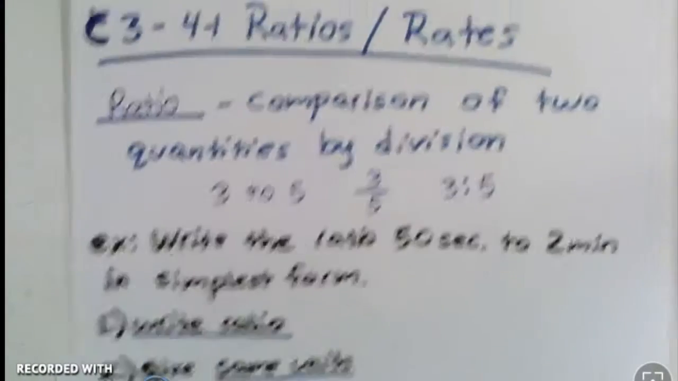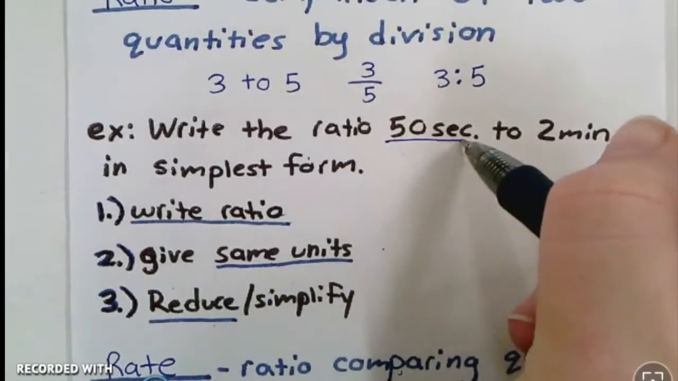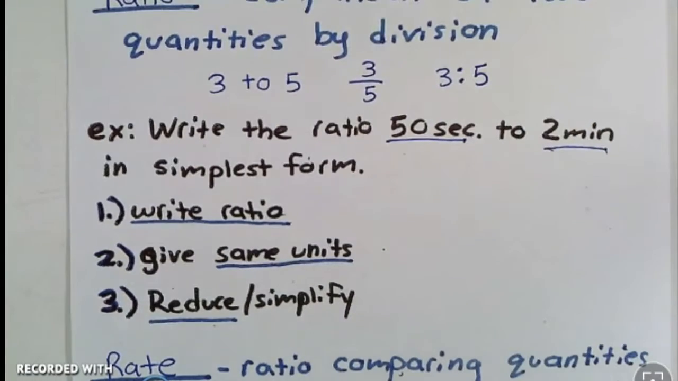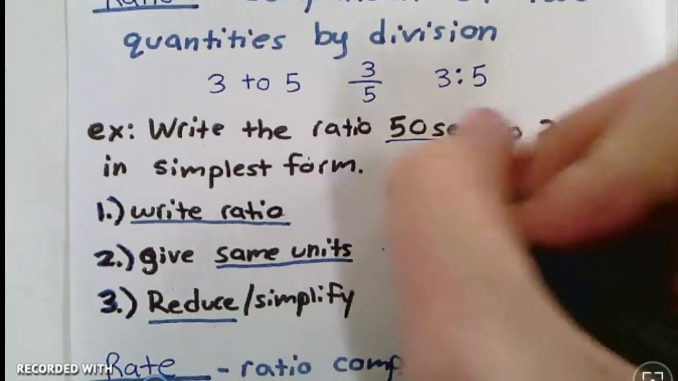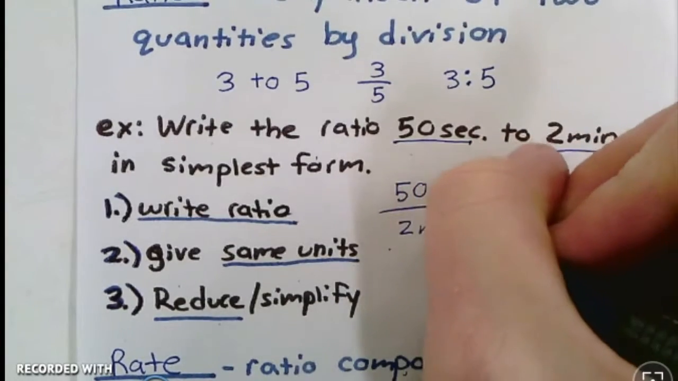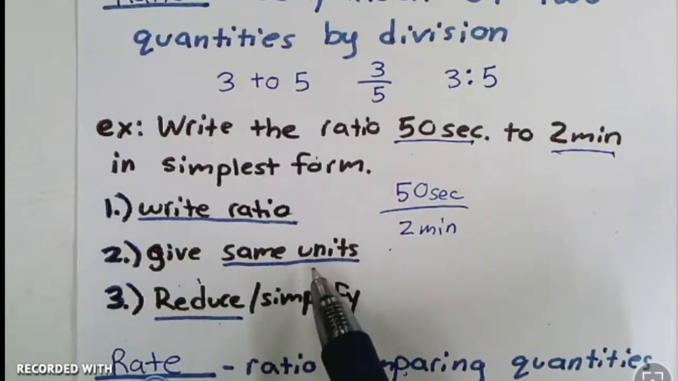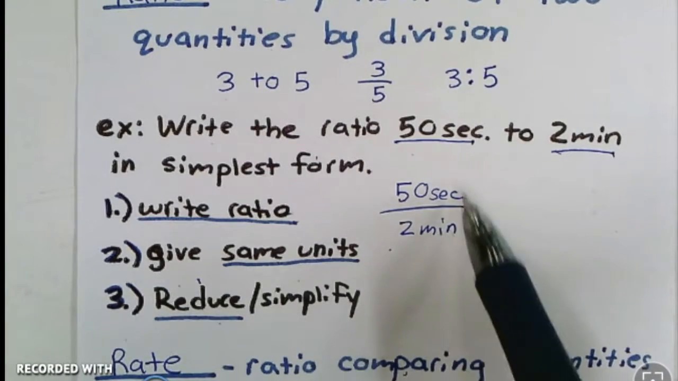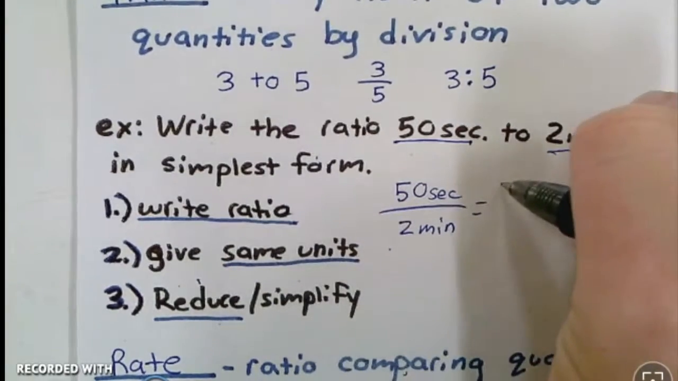Okay, here's an example. Write the ratio 50 seconds to 2 minutes in simplest form. So I'm comparing two things. I'm comparing 50 seconds and I'm comparing 2 minutes. I'm going to start by making it a fraction, and I'm going to write 50 seconds over 2 minutes. Then I'm going to give them the same units because this one's in minutes and this one is seconds. So I'm going to go to seconds.